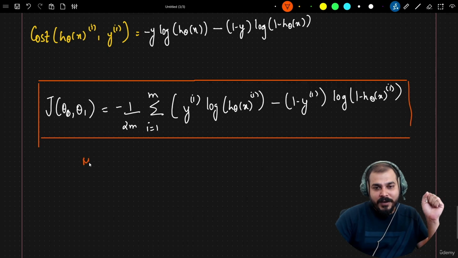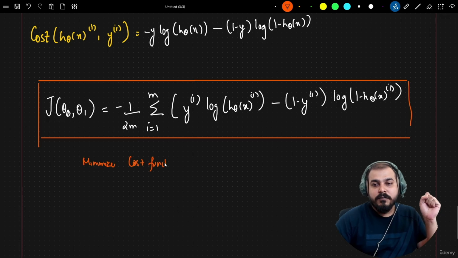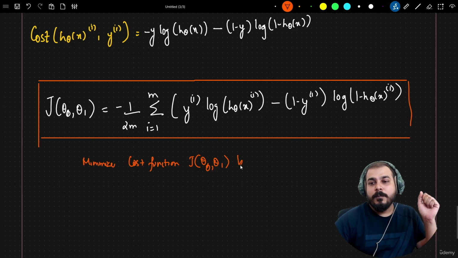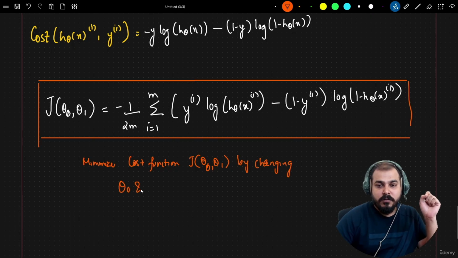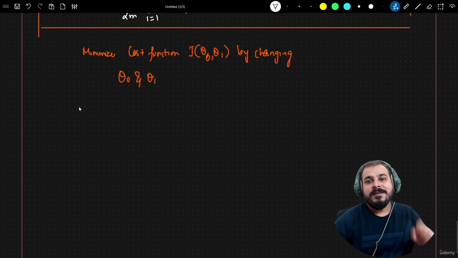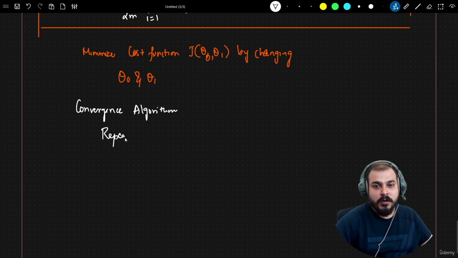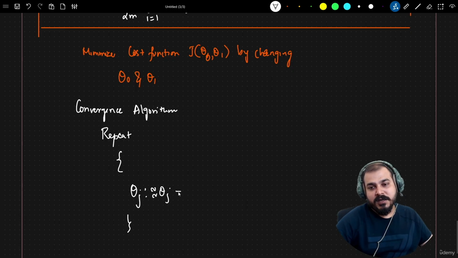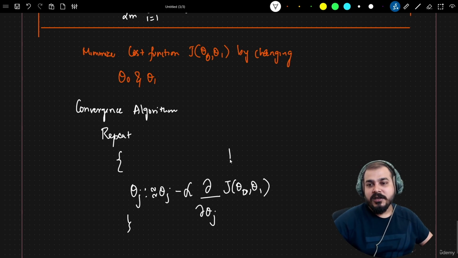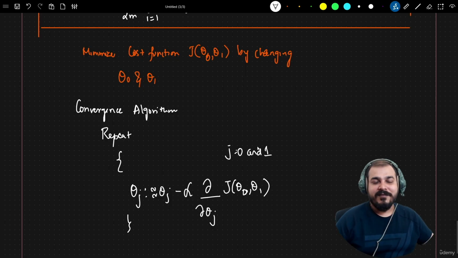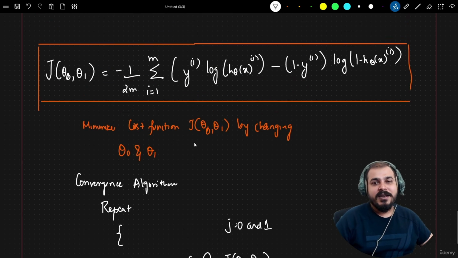Now our major aim is always to minimize the cost function J(theta 0, theta 1) by changing theta 0 and theta 1, right? So in short, if you remember, we have to write the convergence algorithm, and in this convergence algorithm we repeat one important step: we change theta j, which is theta j minus learning rate times the derivative of theta j with respect to J(theta 0, theta 1). So in short, we are going to find the slope to find the best fit line, and here your j value is 0 and 1. And obviously that derivative part, whatever we have written in simple linear regression, that same thing we'll be writing over here, right?